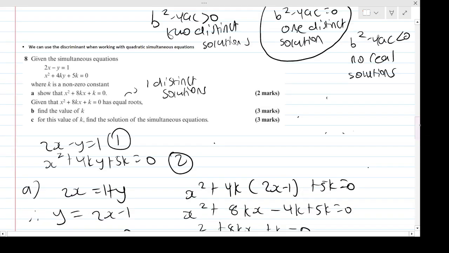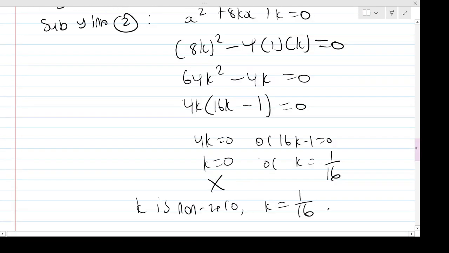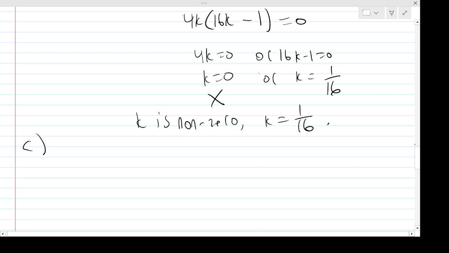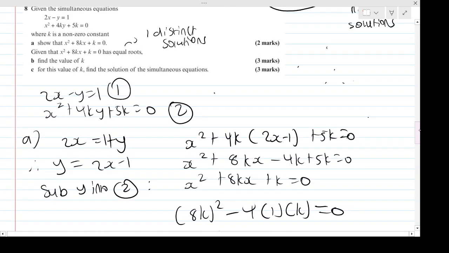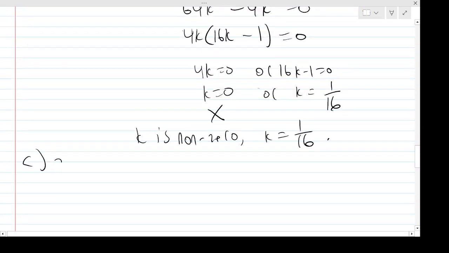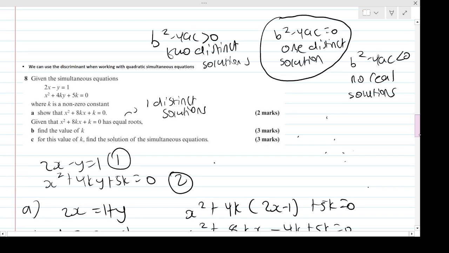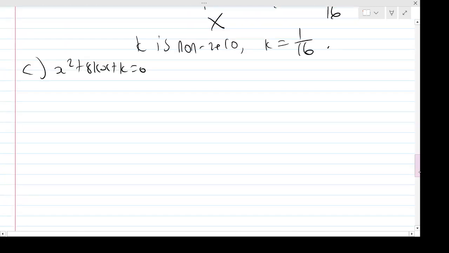There we are. Then it says for part C, for this value of k, find the solution to the simultaneous equations. So remember, we already did part of it already. For part A, we substituted y to get this quadratic. So we need to solve this quadratic, right? So we just plug in the value of k we just found. So I'm going to restate the quadratic. X squared plus 8kx plus k equals 0, right? That was the quadratic we got in part A. So we could just substitute this value of k in.